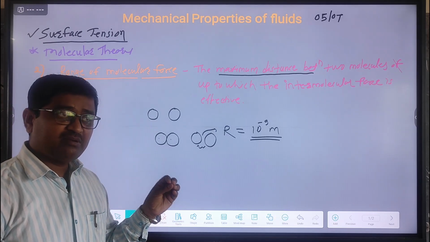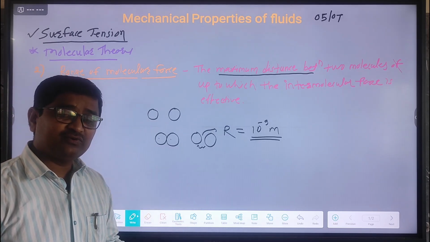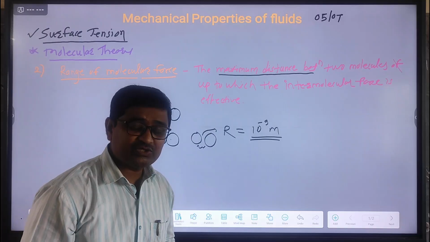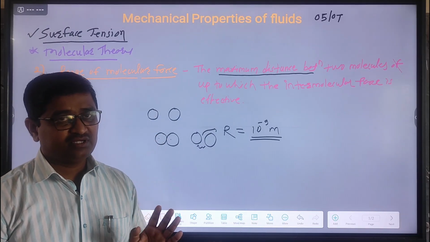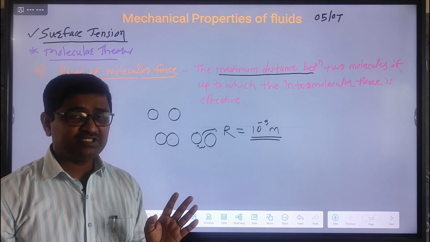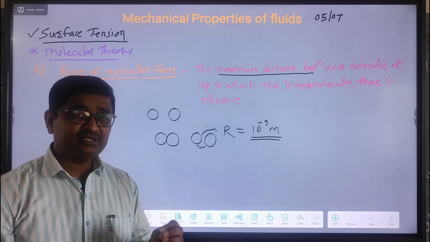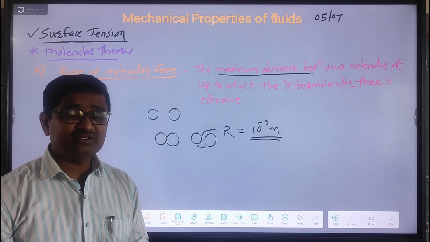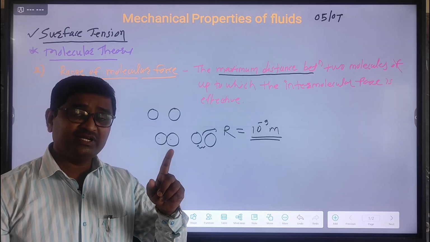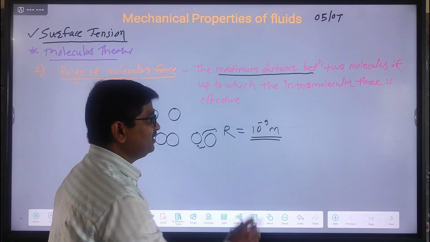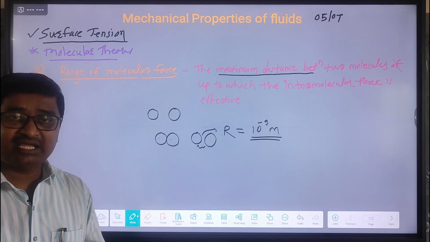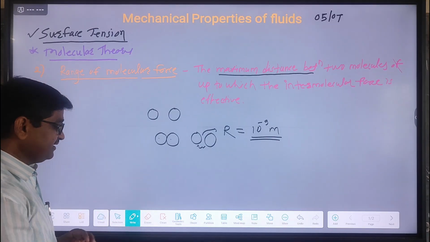What is the gap between two molecules if the intermolecular force is effective? Such a gap is 10 raised to power minus 9 meter, called the range of molecular force. Get it clear? What is the range of molecular force? It is the maximum distance between two molecules up to which the intermolecular force is effective, and it is 10 raised to power minus 9 meter. That is very important.